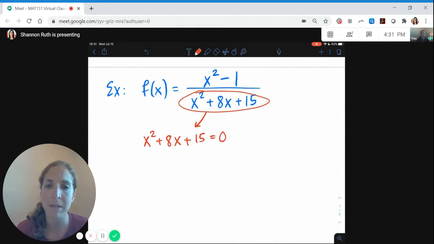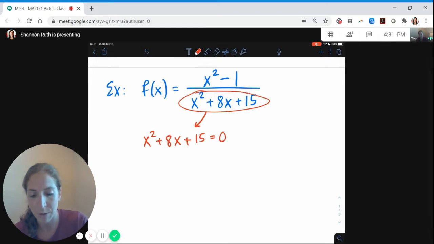For this example, I made the denominator quadratic. I made it a quadratic that factors, so we don't have to get too crazy here. Two numbers that multiply to 15 and add to 8 would be 3 and 5.